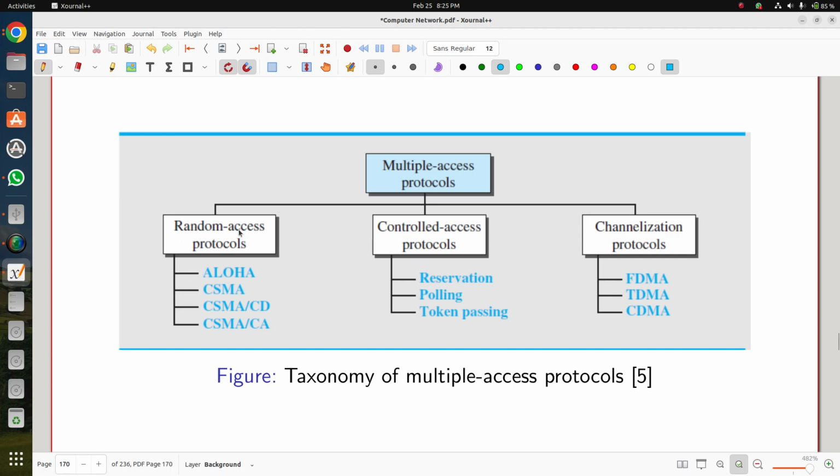In random access, any node can transmit anytime. They are not governed by or given a pre-specified set of rules or pattern that they should follow in order to transmit. Then there is the controlled access protocol. Controlled access protocol is the category where the machines need to work in a completely controlled environment.